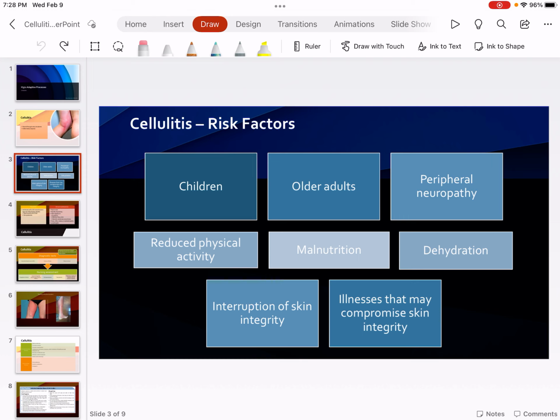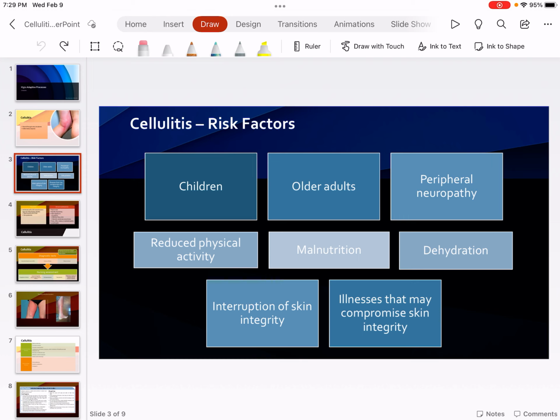Folliculitis is a common situation that children experience. That's an infection and inflammation of a hair follicle. Also, untreated tooth decay can result in cellulitis. And then otitis media, which is an ear infection, can result in some cellulitis. Older adults are also at an increased risk because they have thinner, less elastic skin that is more susceptible to injury and skin breakdown.